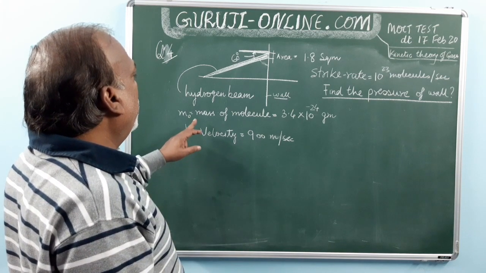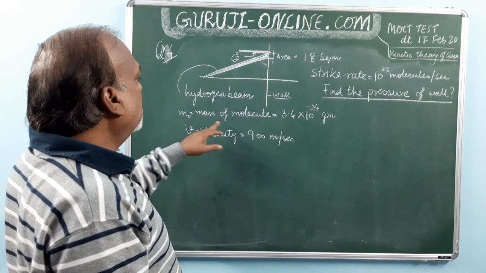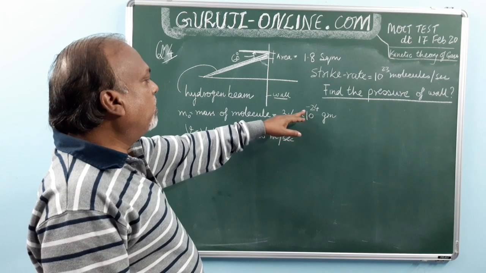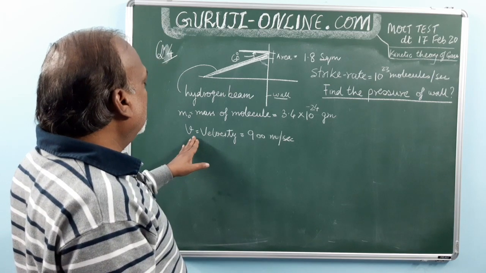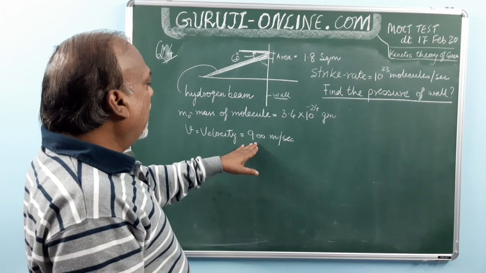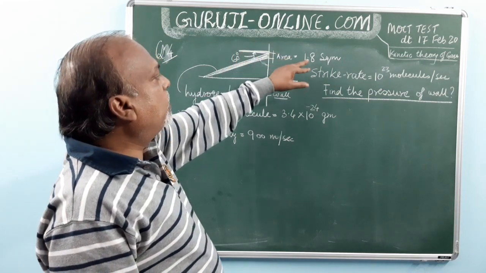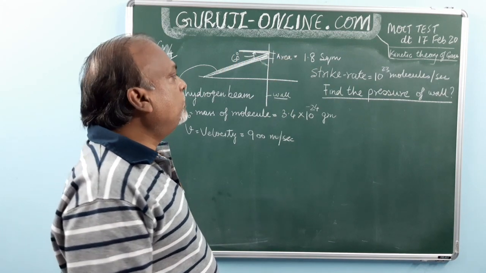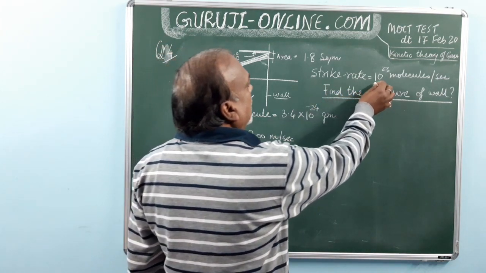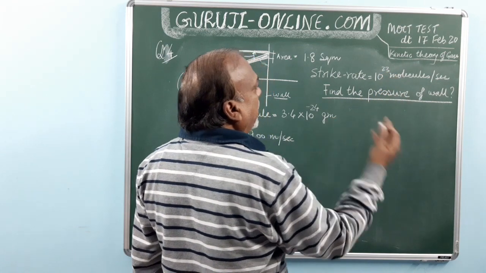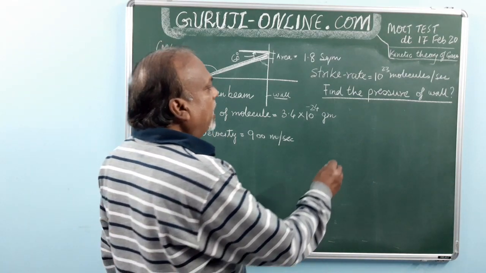Now, the mass of the molecule is given as 3.4 into 10 raised to minus 24 gram, and it is striking with a velocity of 900 meter per second on an area of 1.8 square meter. And we are given the strike rate also. That means 10 raised to 23 molecules are striking per second.